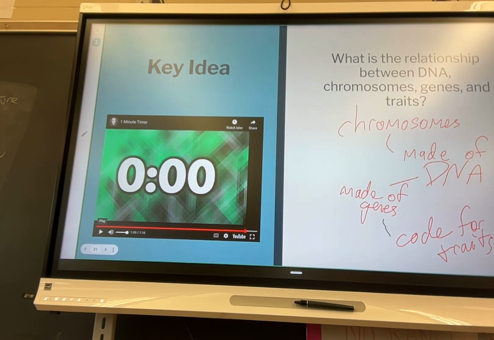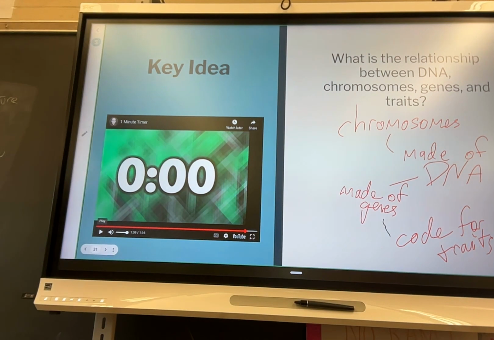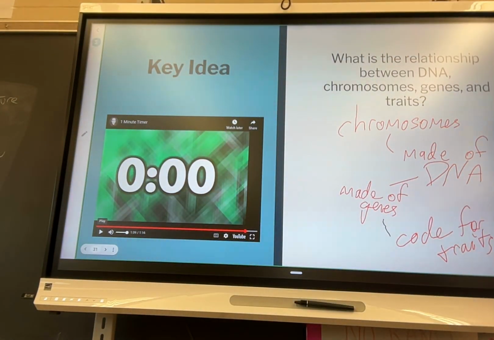Is it the ATCG, which are the Apple tree card garage? What is that type of molecule? Nucleic acid, or well, monomer of a nucleic acid. What is the monomer of a nucleic acid? Nucleotides.